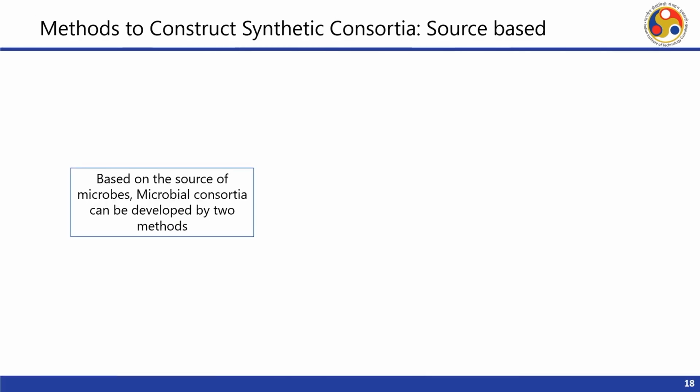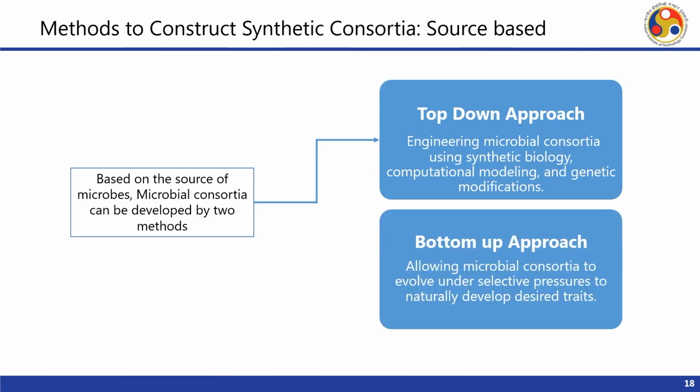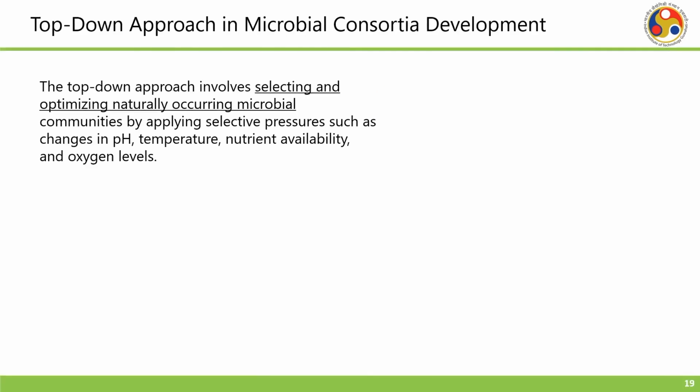Now, let us look into the methods to construct synthetic consortia, source based. These can be developed by two methods. One is the top down approach, where engineering microbial consortia using synthetic biology, computational modeling and genetic modifications take place. Then there is the bottom up approach, where we allow microbial consortia to evolve under selective pressures to naturally develop desired traits. So, let us discuss the top down approach in microbial consortia development first.